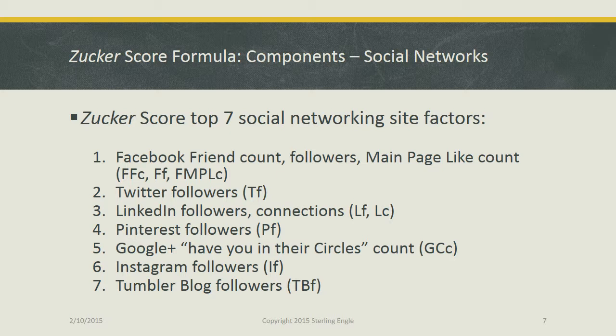Here are the score formula equation component factors for social networks. In the social networks category, a lowercase f suffix always indicates followers, and a C is for connections or accounts.